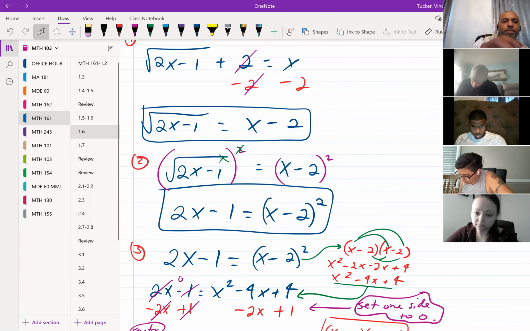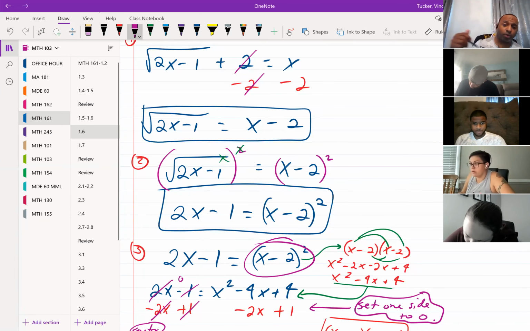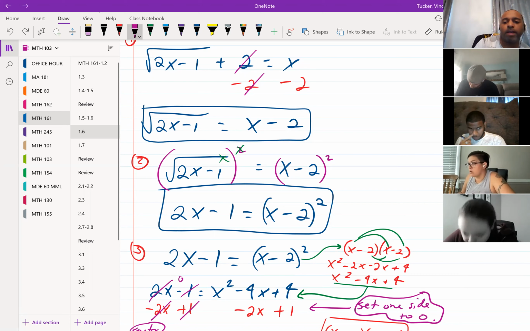So we square both sides to get the square root off. That square root will cancel on the left, leaving you with 2x minus 1. Then on the right, we have x minus 2 squared, which is x minus 2 times x minus 2. When you expand it out, that will give you x squared minus 4x plus 4. I did that multiplication out right here.